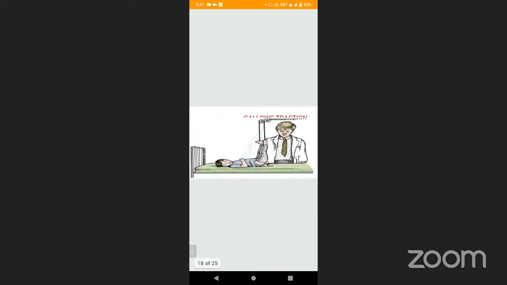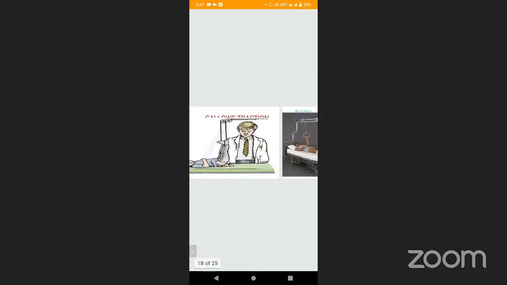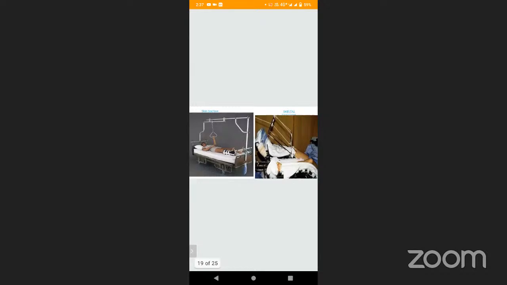You can see it is a picture of gallows traction. Here the child has a shaft of femur fracture, and in order to get alignment, we are suspending both legs at 90 degrees. The hip is flexed 90 degrees, and it is attached to skin traction and attached to pulleys. We apply traction over the pulley so that both the fragments come into alignment. This is called gallows traction.